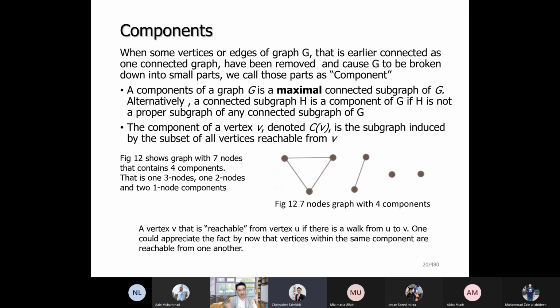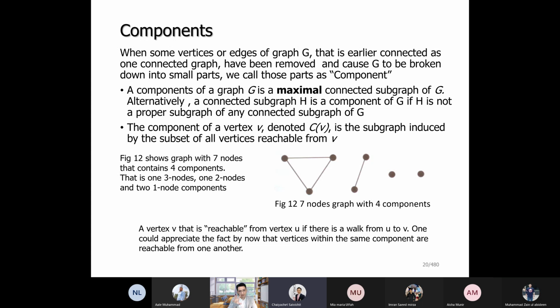Now components. We have talked about components, so we can go quickly on this one. When some vertices or edges of a graph G that was earlier connected as one connected graph have been removed and cause G to be broken down into small parts, we call these small parts components. A component of a graph is a maximal connected subgraph of G. Alternatively, a connected subgraph H is a component of G if H is not a proper subgraph of any connected subgraph of G.